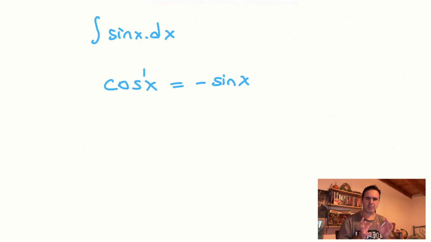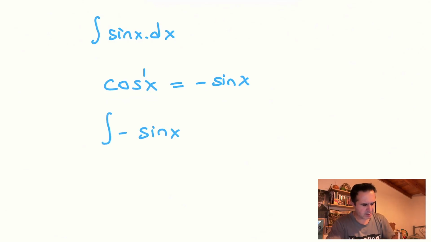In simpler terms, taking an integral is the reverse of taking a derivative. Since the derivative of cosine x is equal to minus sine x, the integral of minus sine x dx is equal to cosine x plus a constant.